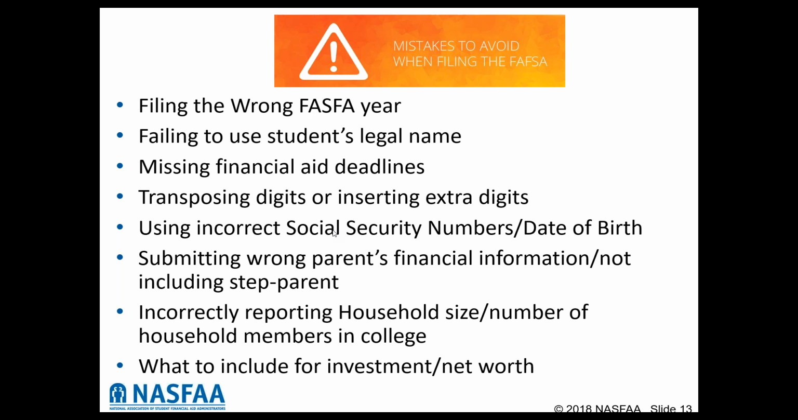Also within the FAFSA, as silly as it sounds, I like to say, just make sure that you're not transposing your digits or adding extra digits. You don't want to add an extra zero to your adjusted gross income, because the last thing you want to do is help the FAFSA increase your expected family contribution. So as you're entering in any of your figures, make sure that you check them a couple times and make sure that you've entered them in properly.